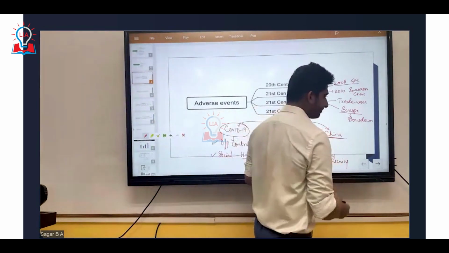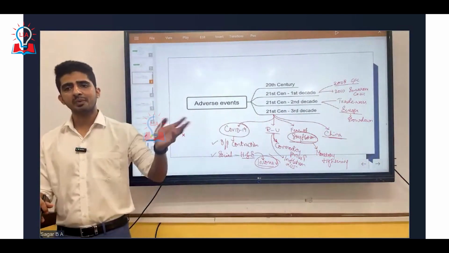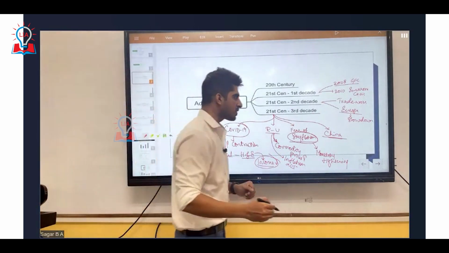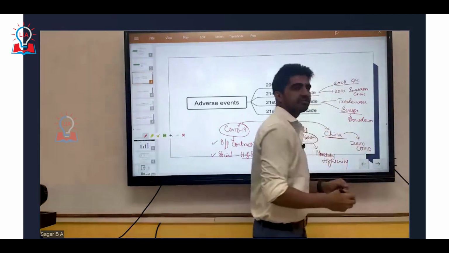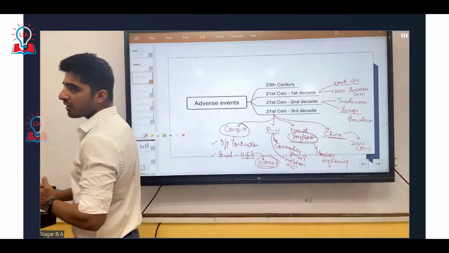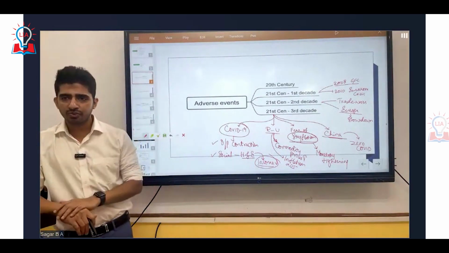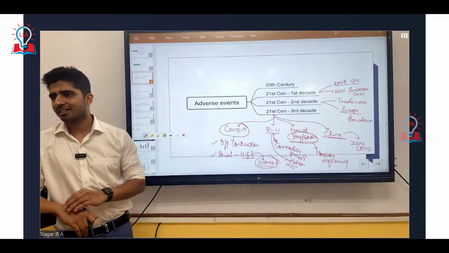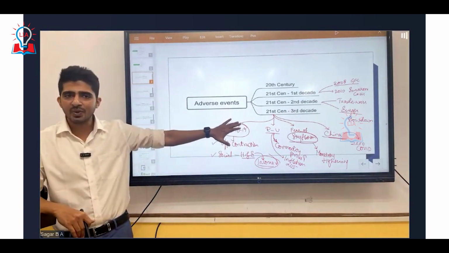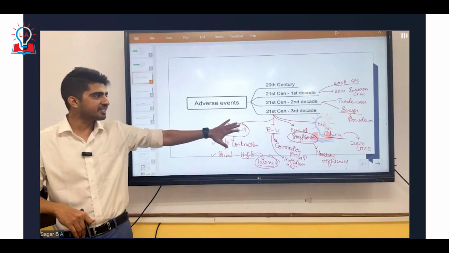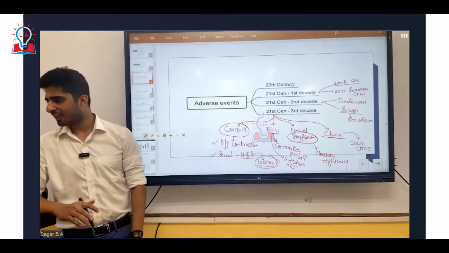The China factor. So why is China slowing down in the recent past, in the last 2 to 3 years? Because of its zero COVID policy. It is continuing with lockdowns. Right? Entire cities have been cordoned off. Because of this, economic activity gets hit. So these are the shocks or the adverse events that are happening in the 21st century, third decade. Understood? Clear? Any doubts? No? Okay. Next.